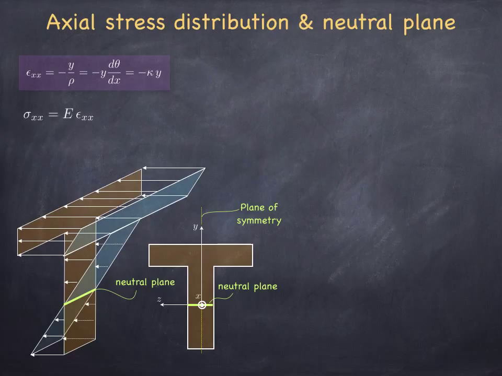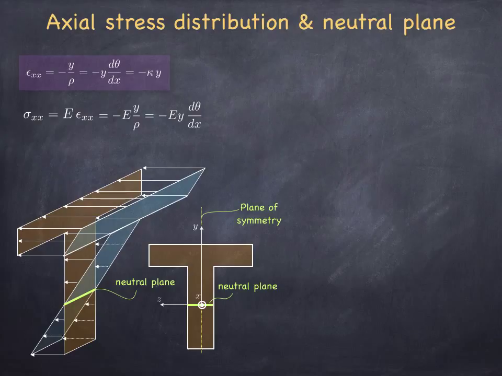law will simply tell us that the axial stress, which is the only direct stress that appears in this mode of deformation, is simply the Young's modulus times the axial Lagrangian strain epsilon xx, and that is simply then minus E y over rho, or equivalently minus E times y times d theta dx.